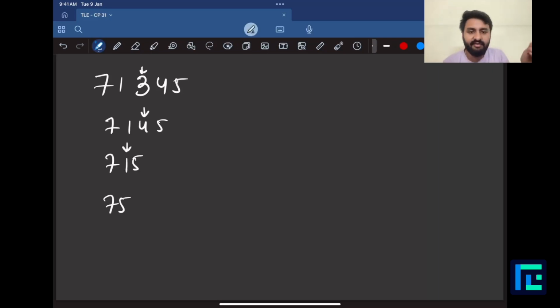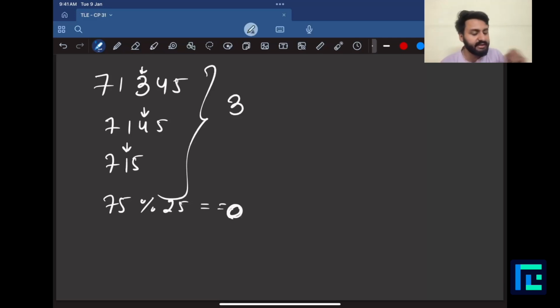And now is 75 as a number, is it divisible by 25? Of course, if you do mod 25, you get 0, which means 75 is of course a multiple of 25. Now you achieve the condition that it should be divisible by 25. And the claim over here is we took 3 steps to do this and we cannot do any better than this. Hence, 3 is reported as our answer.